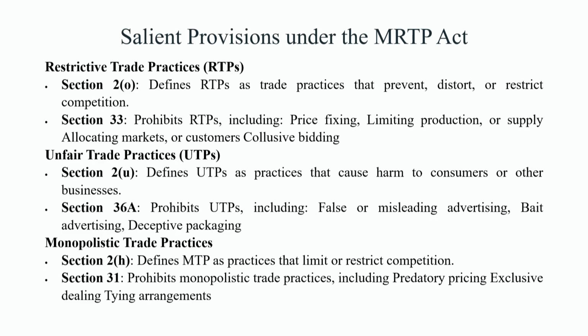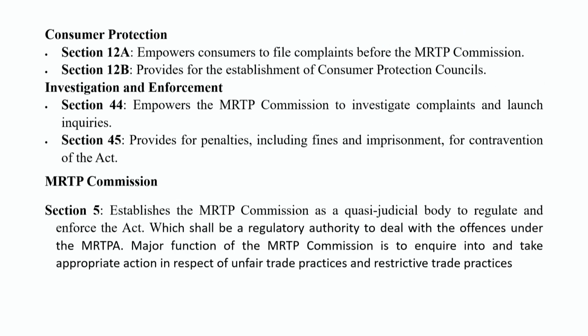But if you see the definition, you will find that it is about provisions or regulation against instances which restrict competition. So Section 31 is the prohibition of monopolistic trade practices, which includes predatory pricing, exclusive dealing, tying agreements. Consumer welfare and investigation and enforcement was another unique feature of this act. Both are very different.